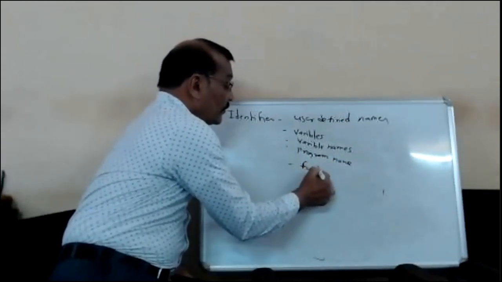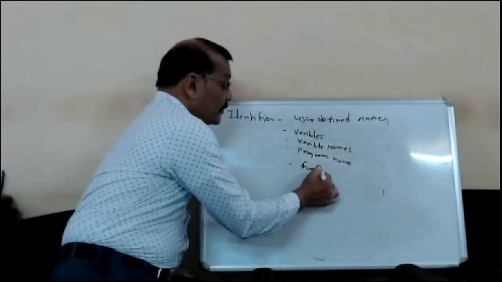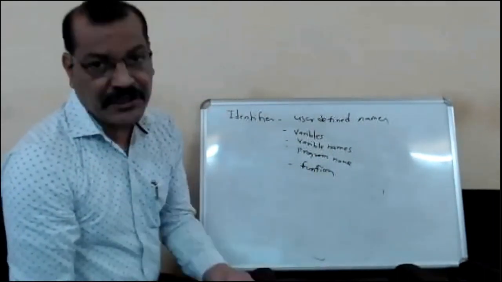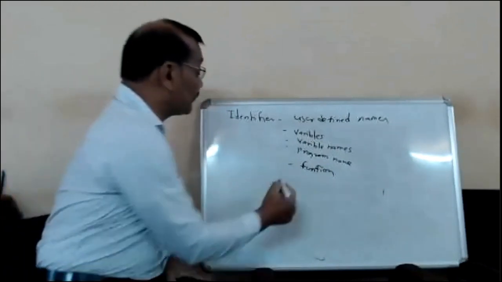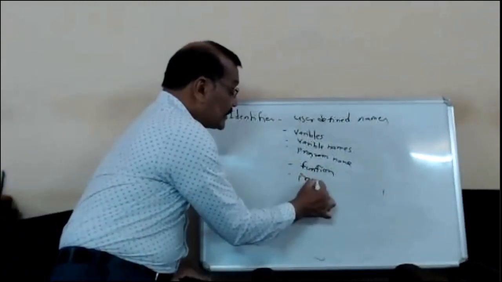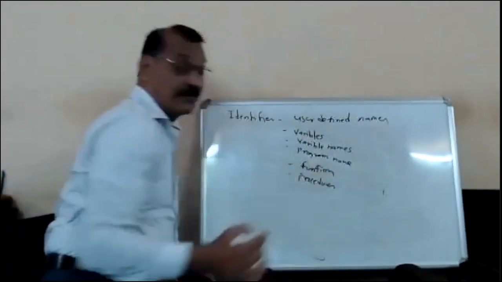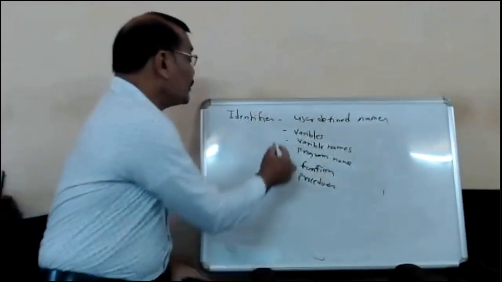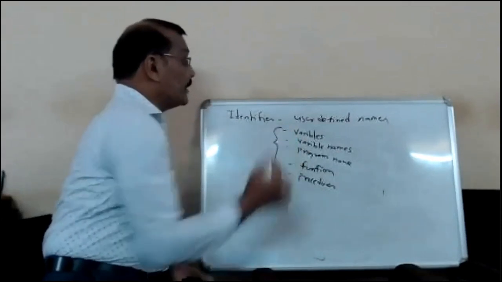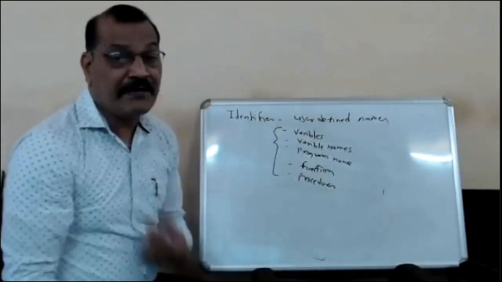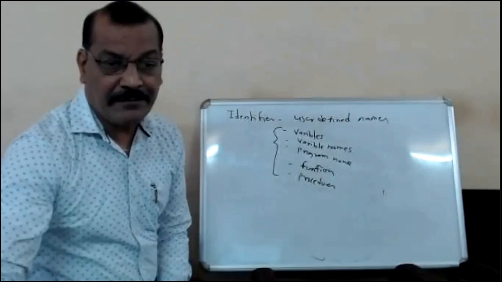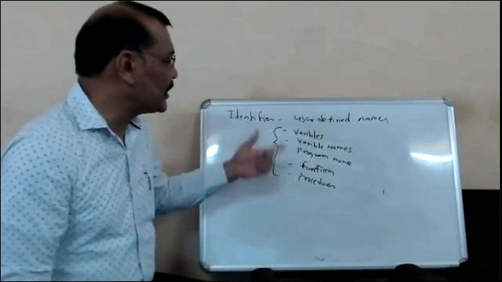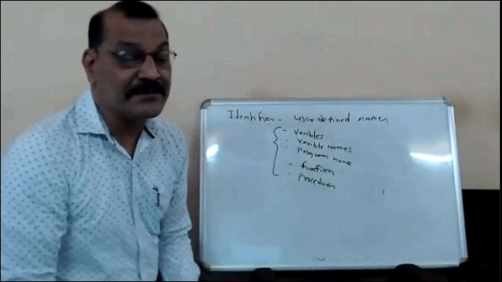Functions: when you write your functions, the function names are user defined. When we write procedures, user defined procedures you can write. All these names may be defined by us, may be created by us. That's why these are known as user defined names.